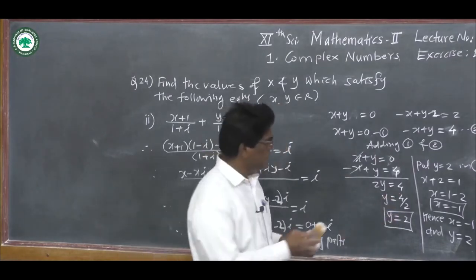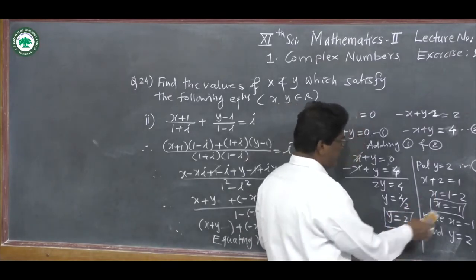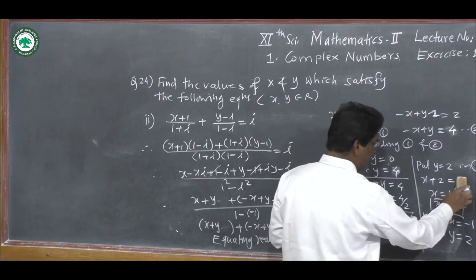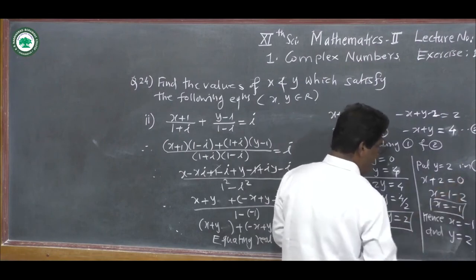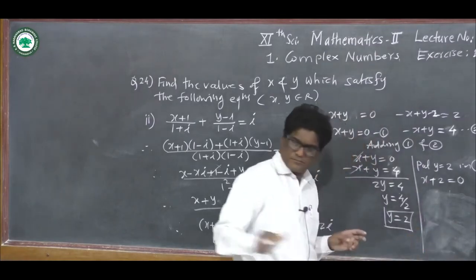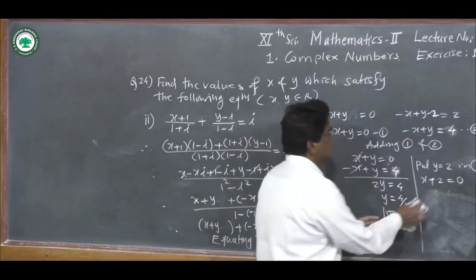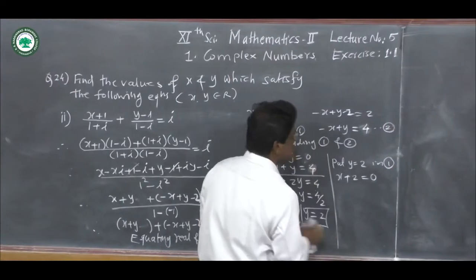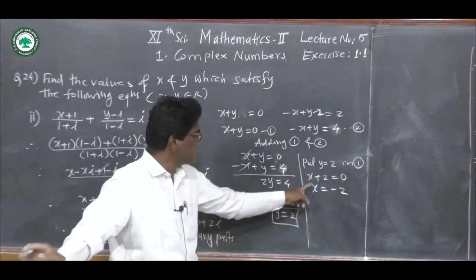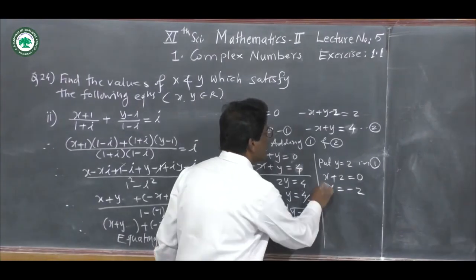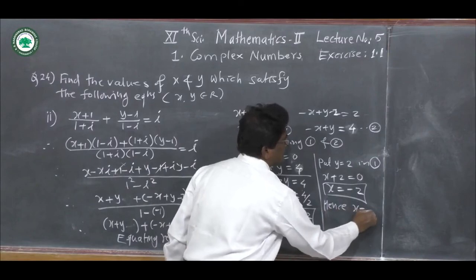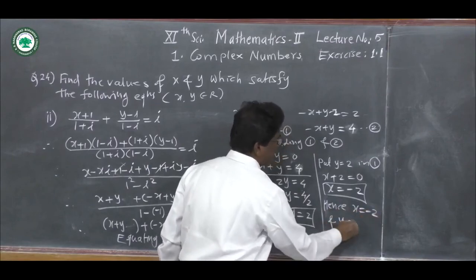But here the value of x gets changed. The first equation is x plus y is equal to 0, so on the right hand side it is 0. So x is equal to minus 2. We carry this plus 2 and it becomes minus 2. Hence x is equal to minus 2 and y is equal to 2.